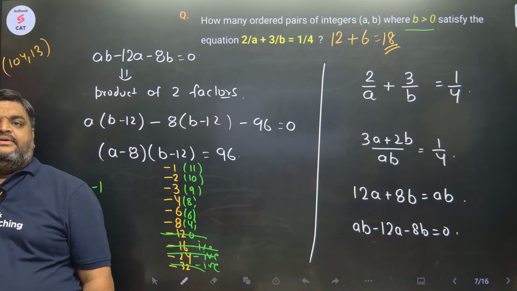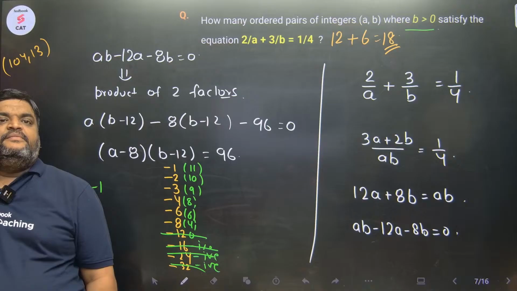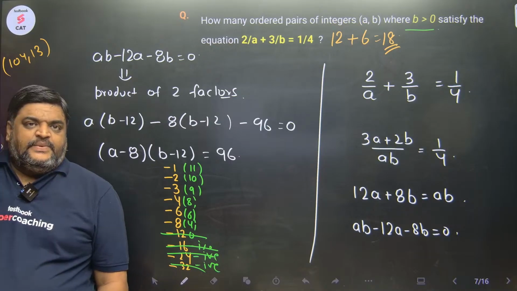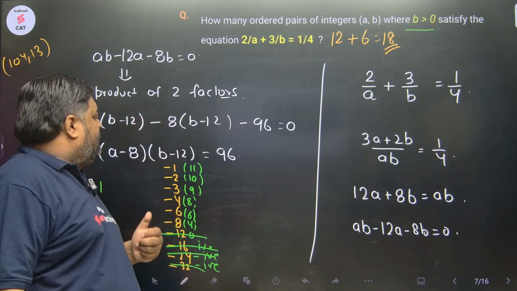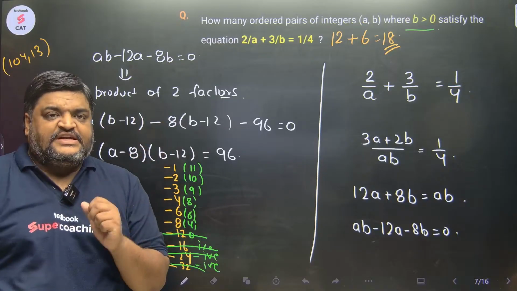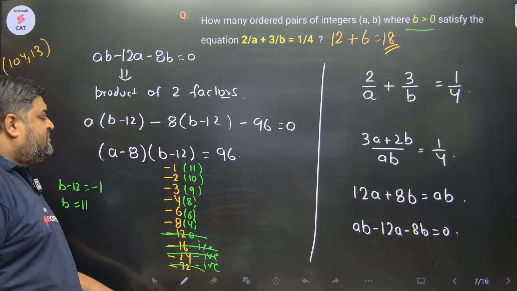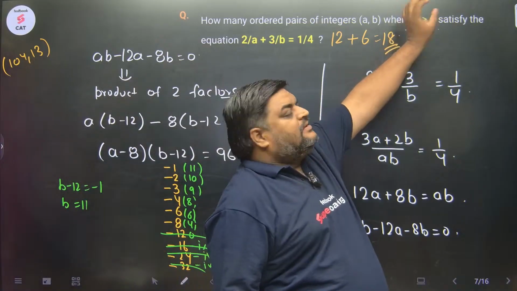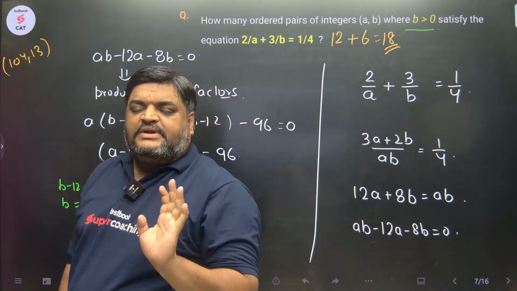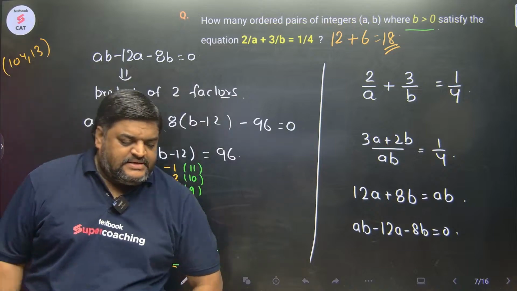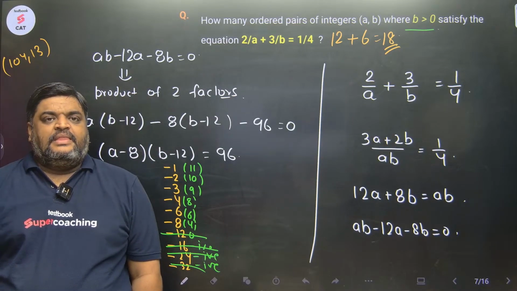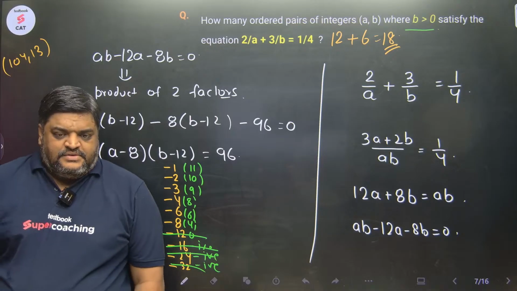Right. Is it clear now? Total 18 values, right? 12 when both of them are positive, 6 when both of them are negative, because we have some criteria for B. Total answer is 18. Clear, guys? Say yes. Say yes sir.